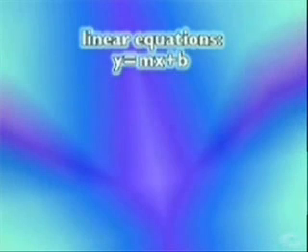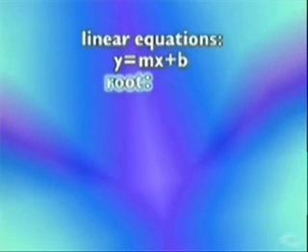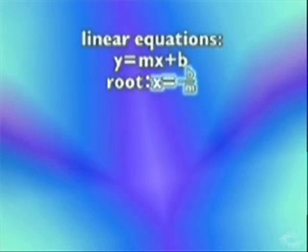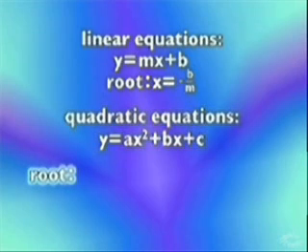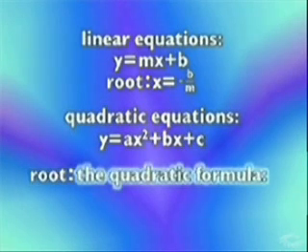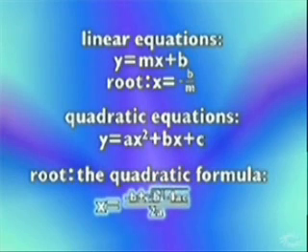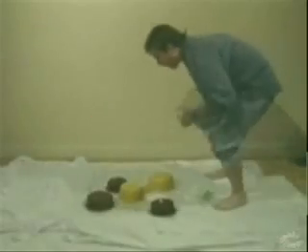Remember, we found a formula for the root of a linear equation to be negative b divided by m. In the case of quadratic equations, the root-finding formula is, well, somewhat more complicated. The quadratic formula is x equals negative b plus or minus the square root of the quantity b squared minus 4ac, all divided by 2a. Yeah, it looks nasty, but don't stress. It's a cakewalk.